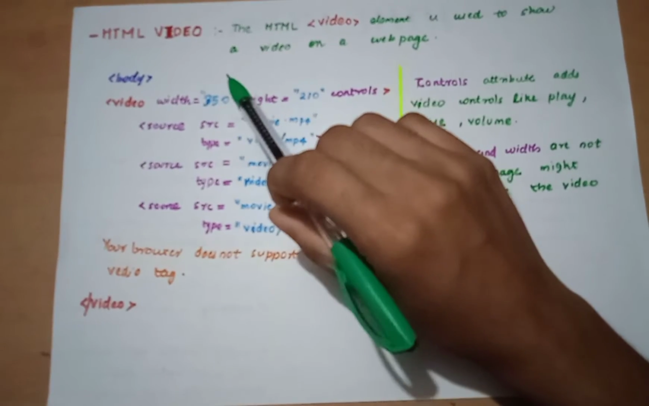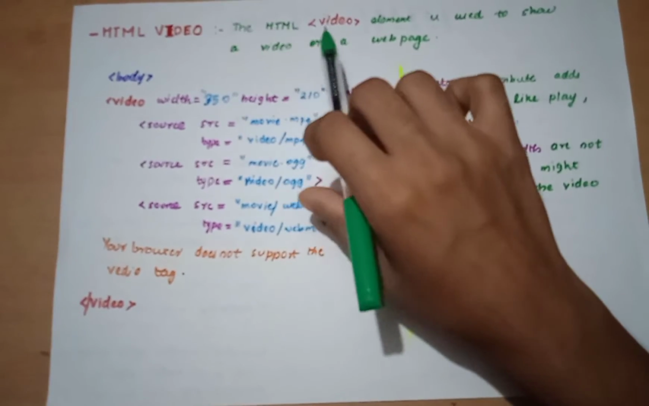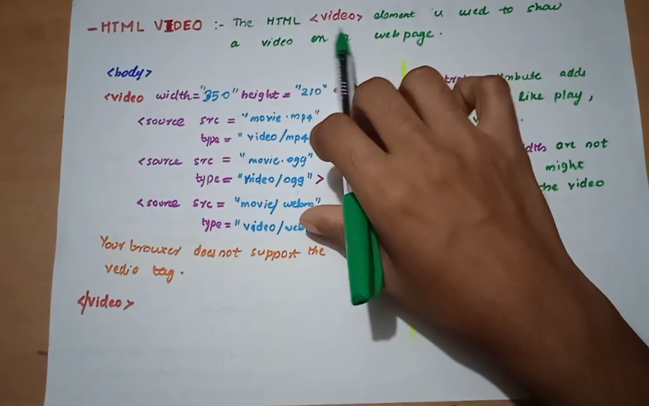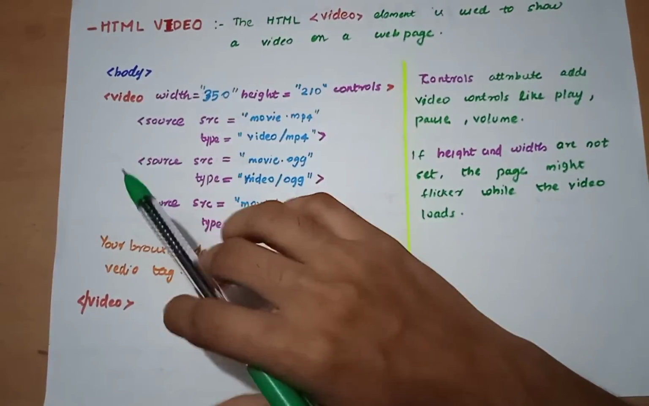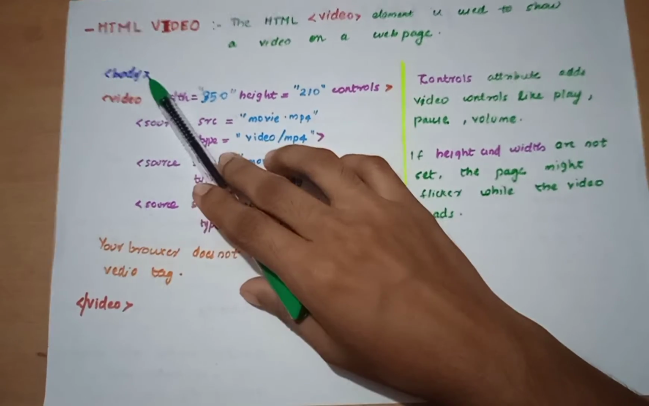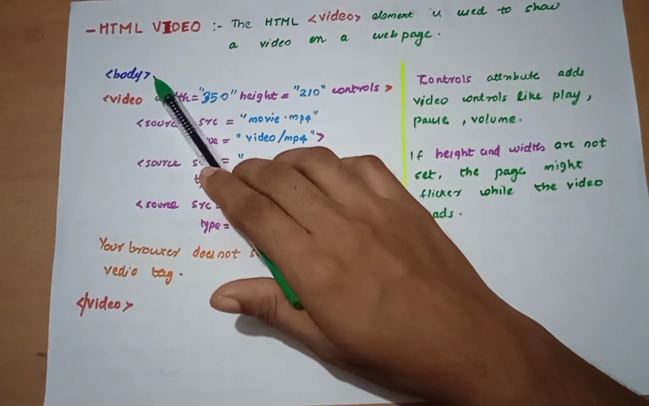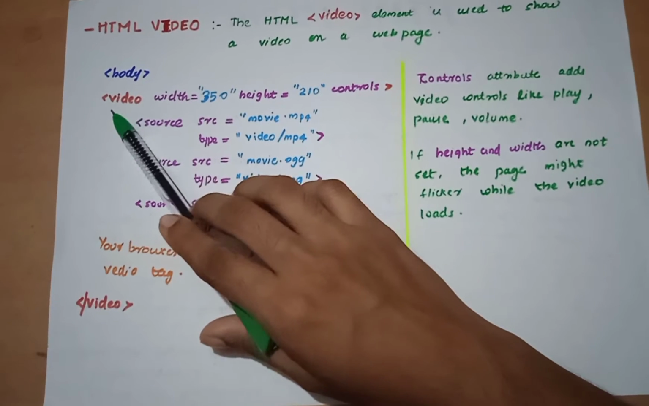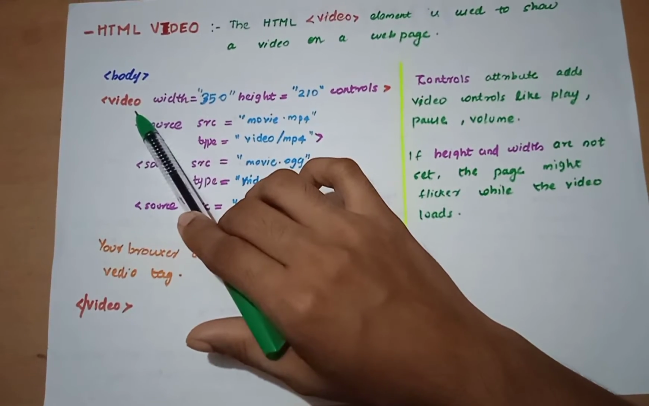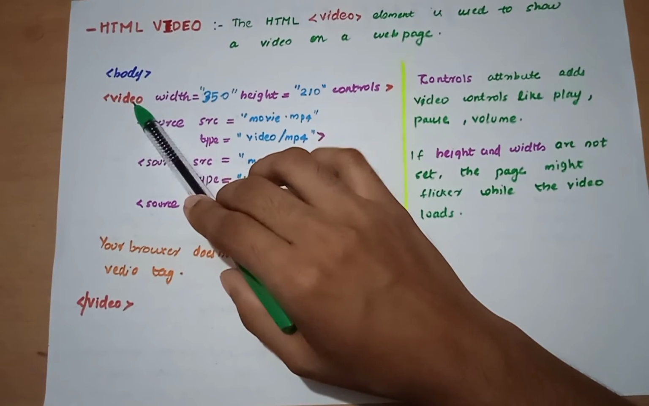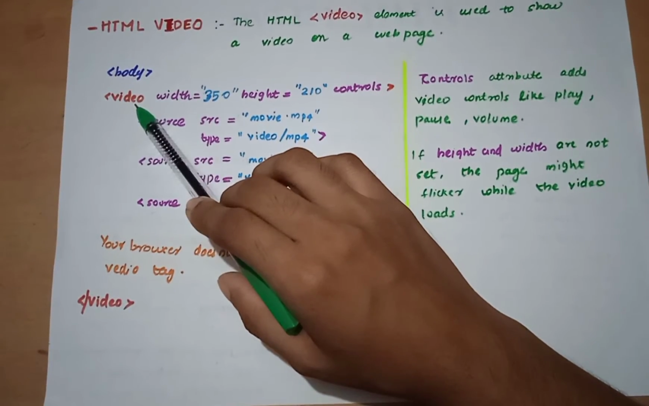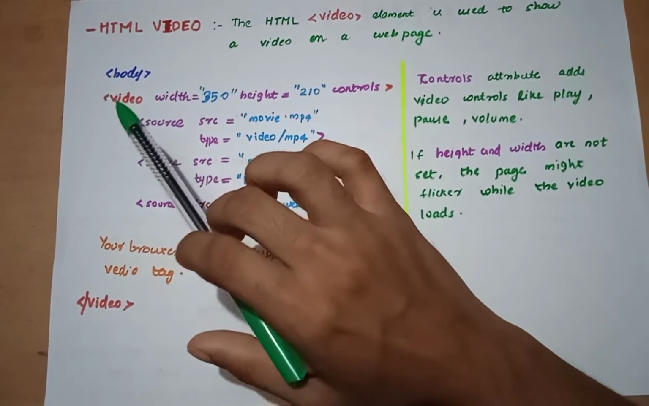So this is a very good idea to use these kinds of video attributes, or videos, in our pages. So let's see how this is normally done. Like that, we already started our body tag, and inside we can see the video element.